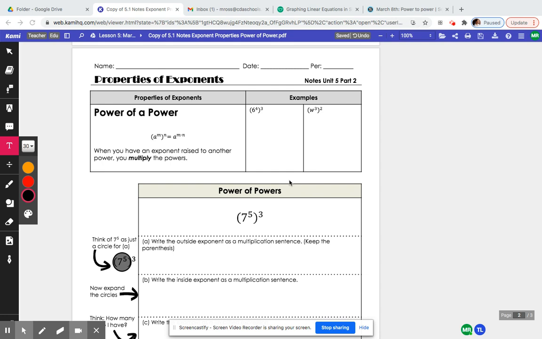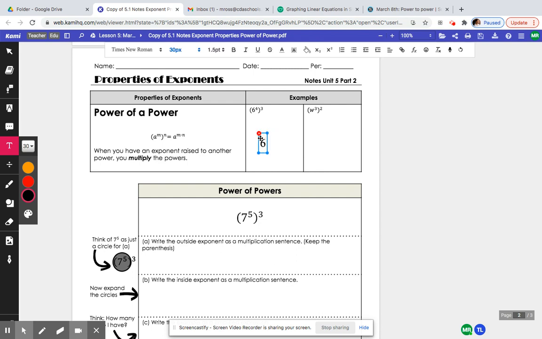And what this means is that when you have an exponent raised to another power, so we have your base with the power, and then outside of your parentheses, you have another power, you multiply the powers together. So if we're looking at this example here, we have a base of 6 to the fourth power, raised to the exponent of 3. What we do here is we keep the base, and our power is actually going to be 4 times 3, which is 12. And so we actually have 6 to the 12th power.